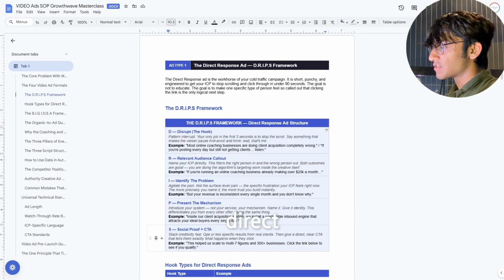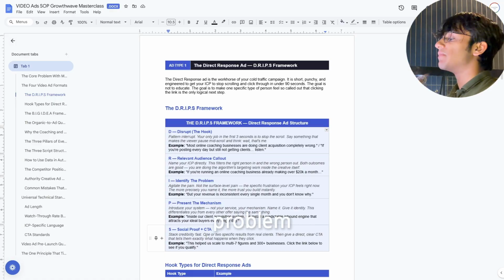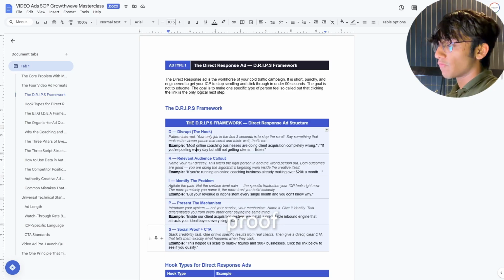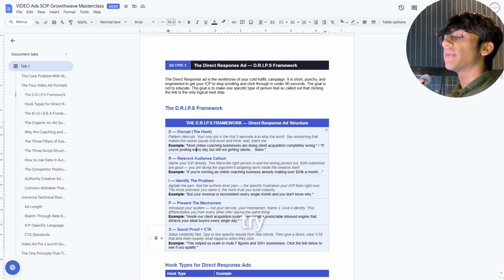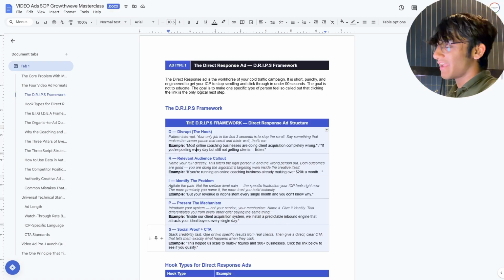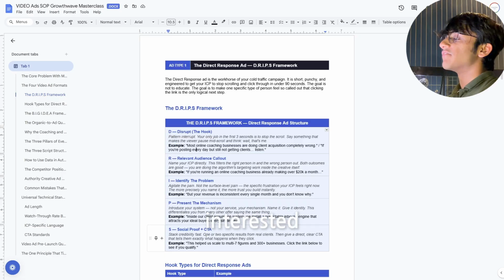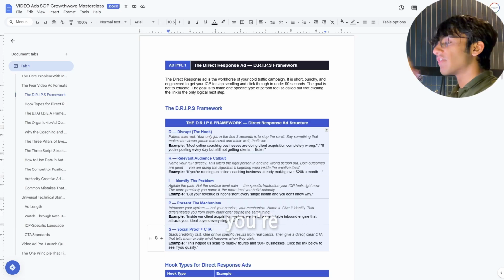And a bad direct response ad does not follow a very good hook, all right? They don't probe and identify the problem really well. They put out a lot of social proof, all right? If you have social proof, you'll put it. If you don't have it, you'll try to hide it in ways which will become very obvious. So it's very understandable whether you have proof or not. And then you will present a mechanism that everyone else is using, so no one's ever going to be interested enough to opt in. Right? So if you're running direct response ads, this is the exact framework that you want to use.